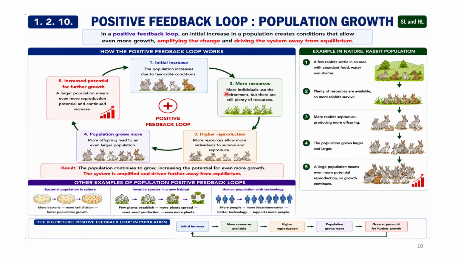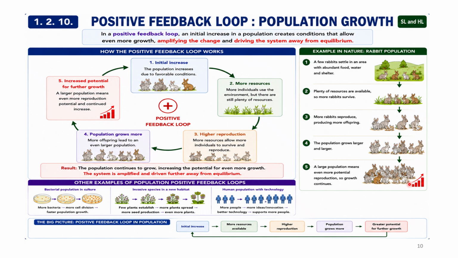Since resources are still plentiful, survival rates remain high and individuals reproduce successfully. The larger population then produces even more offspring, leading to accelerated population growth. As the number of breeding individuals continues to increase, the potential for further growth also increases, creating a self-reinforcing cycle. The result is a rapidly expanding population that continues growing until limiting factors, such as food shortages, disease, predation, or lack of space, begin to act.